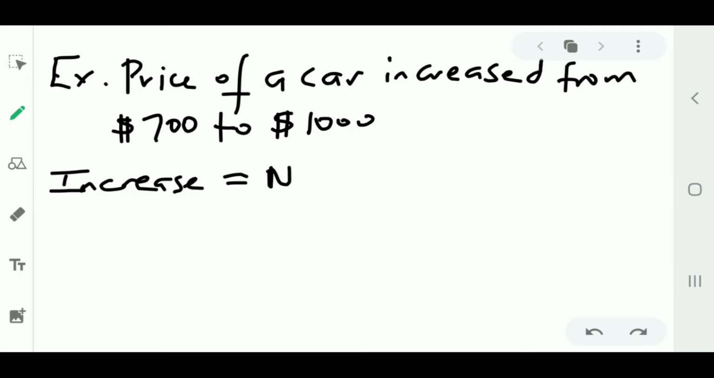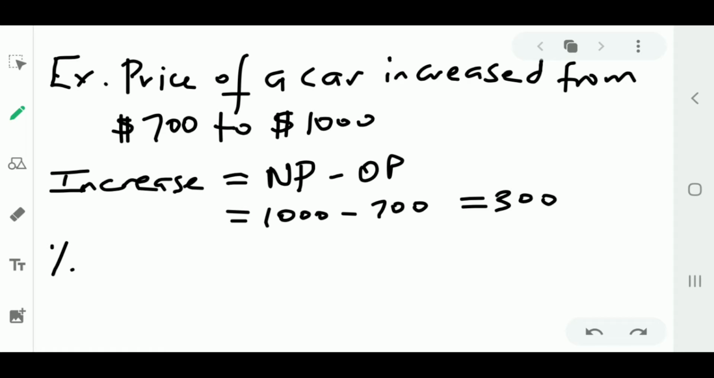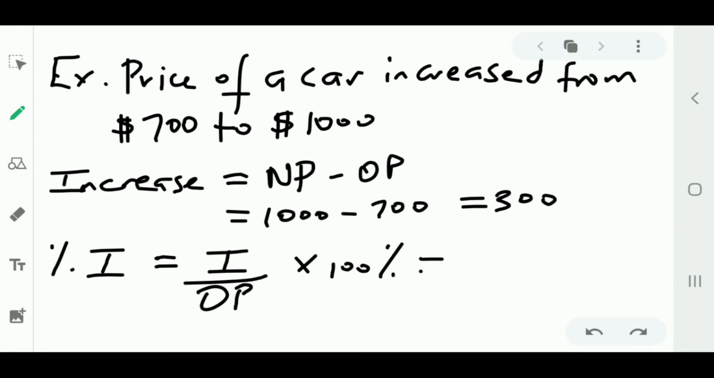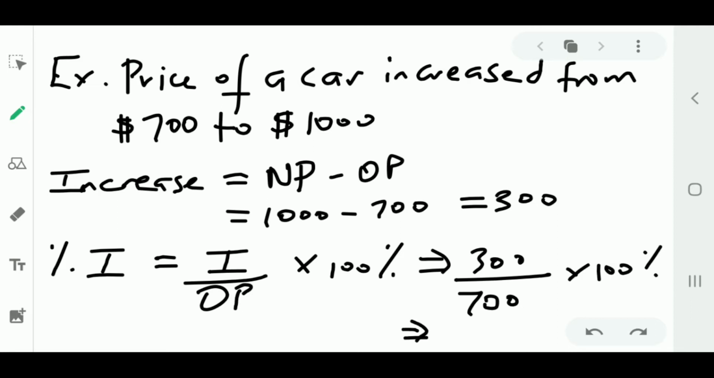which is equal to new price minus original price. So that's 1,000 minus 700, and that gives $300. Now we want to find the percentage increase, and that is the increase over the original price times 100%. So that is 300 over 700 times 100%, and that gives 42.83%.